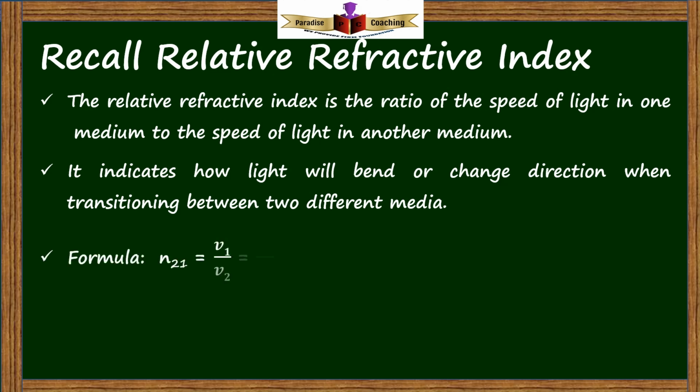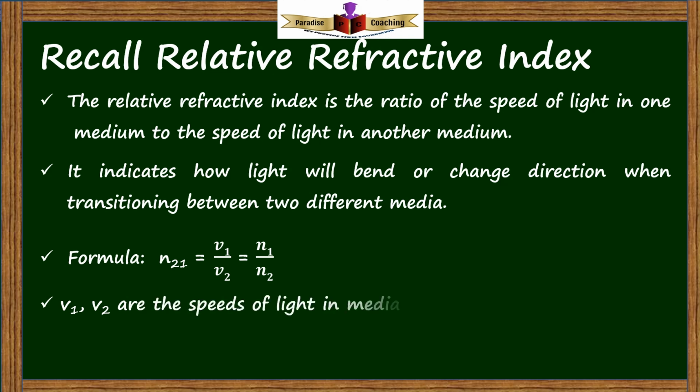Formula: relative refractive index of medium 2 with respect to medium 1 is equal to v1 by v2, where v1, v2 are the speeds of light in media 1 and 2, respectively, or equal to n2 by n1, where n1 and n2 are the absolute refractive indices of media 1 and 2.